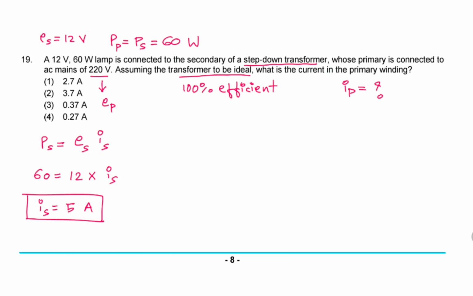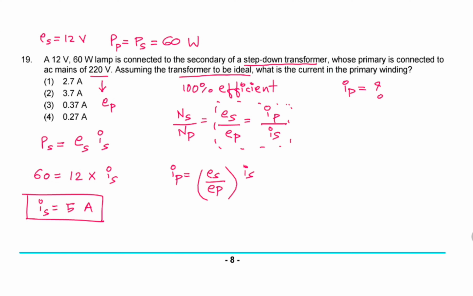You understand students? Now students, I am going to use the turns ratio related formula. NS divided by NP is equal to EMF of secondary divided by EMF for primary is equal to current for primary divided by current for secondary. Correct? So you just keep looking at these two ratios and you tell me what can be the formula prepared for IP. IP will be ES divided by EP multiplied by IS.